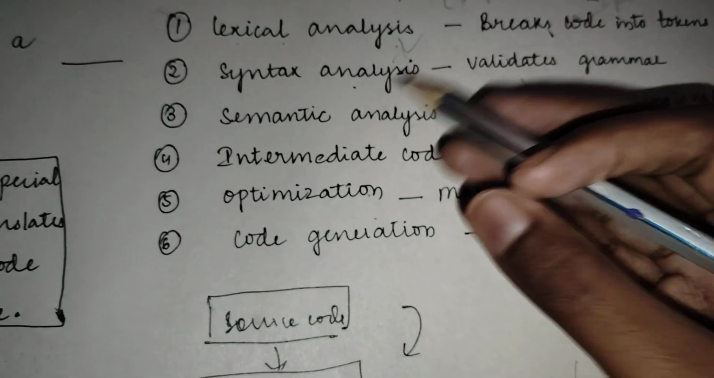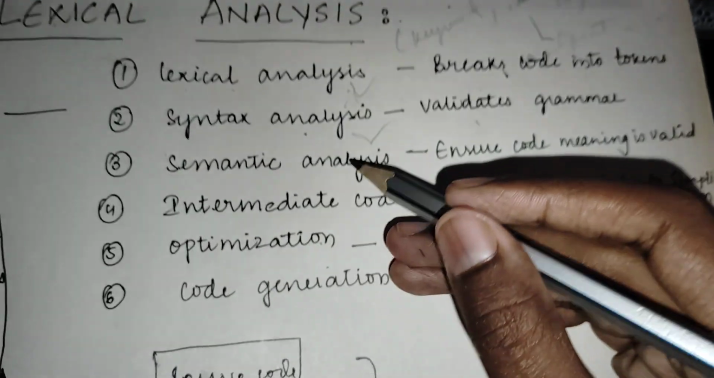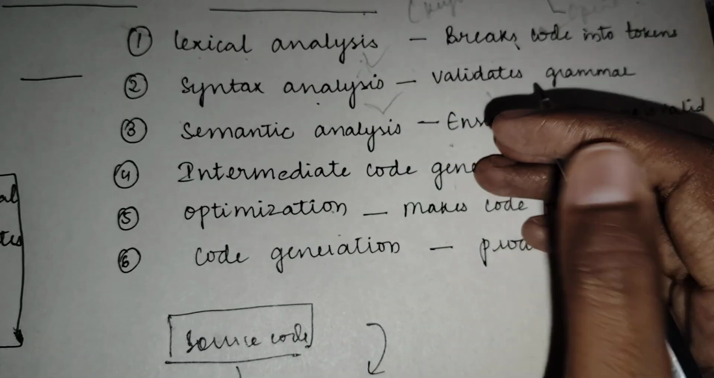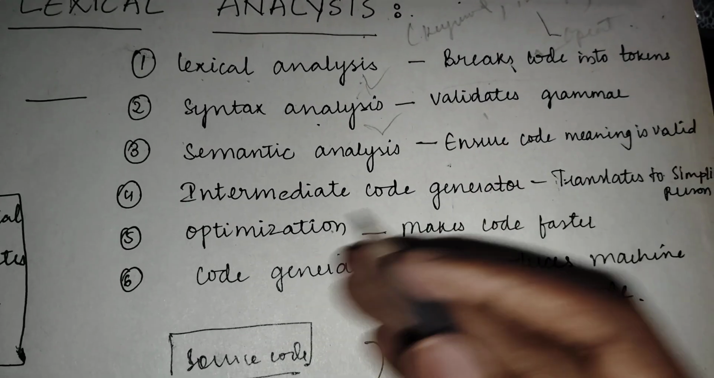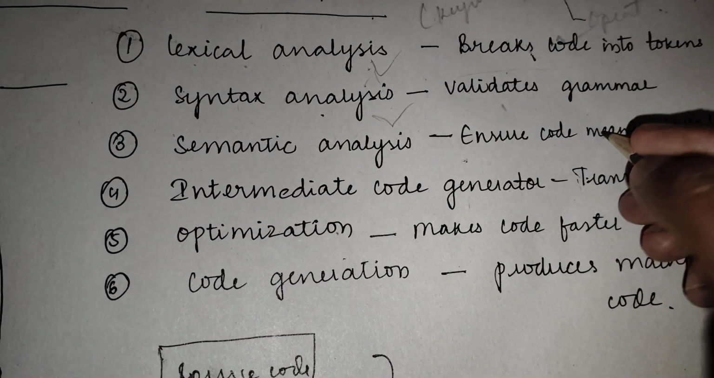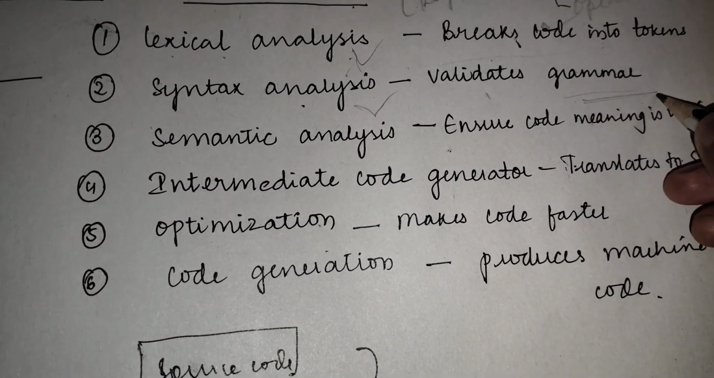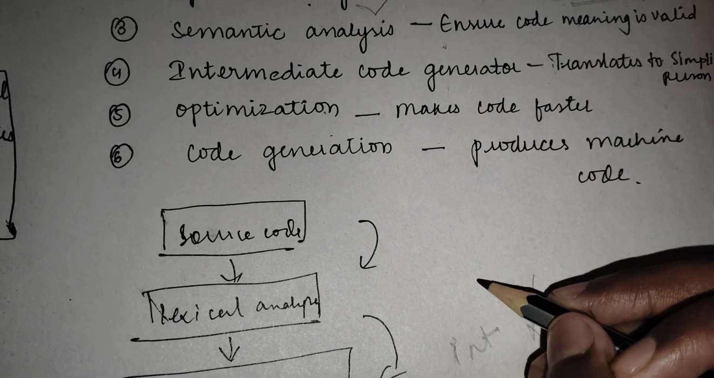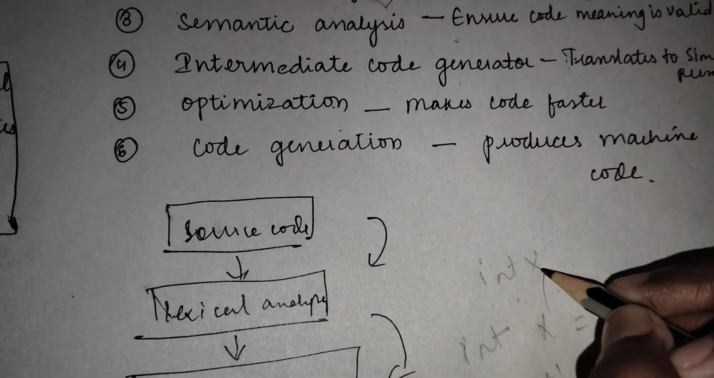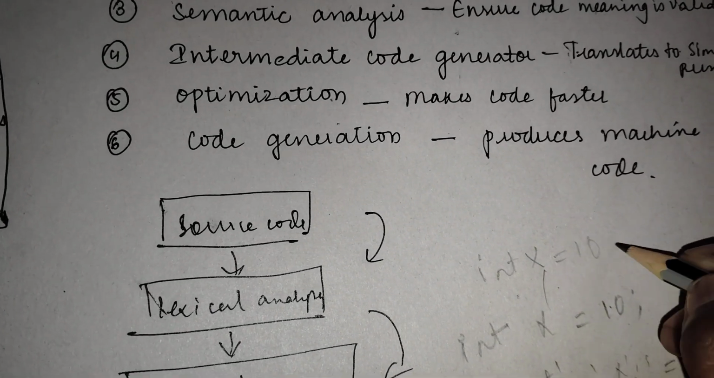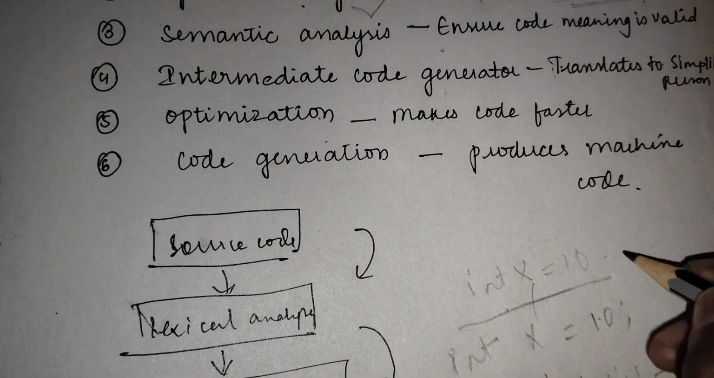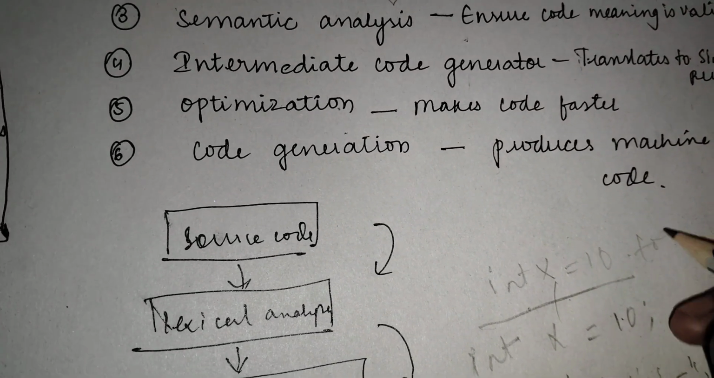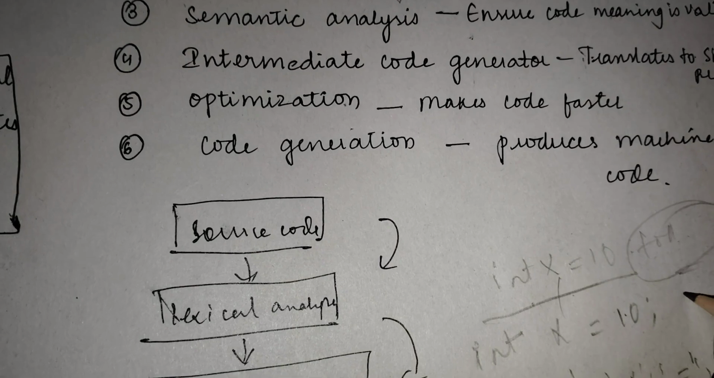Next is syntax analysis, also called parsing. What does it do? It checks the token sequence against the programming language's grammar rules. For example, it ensures that the tokens int x = 10 follow the correct syntax for a variable declaration.